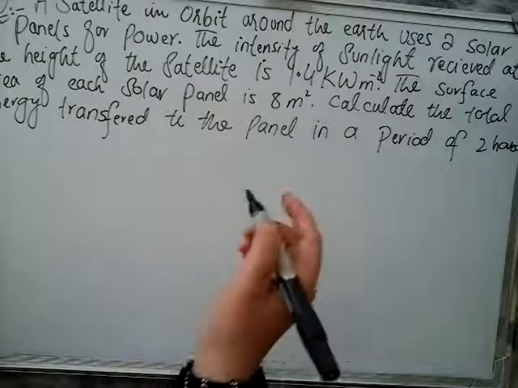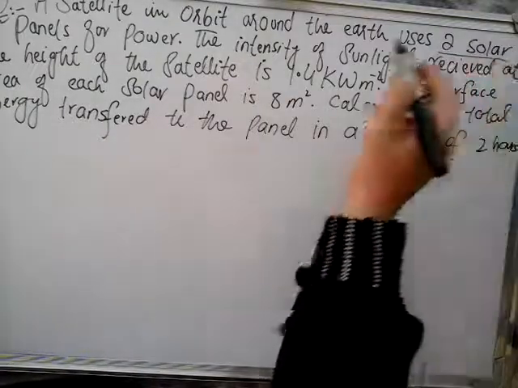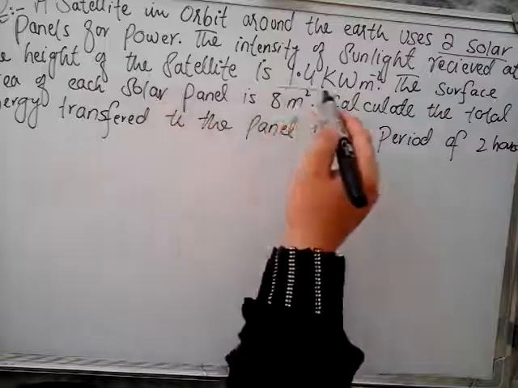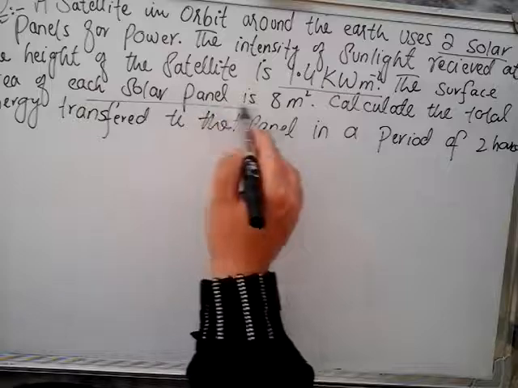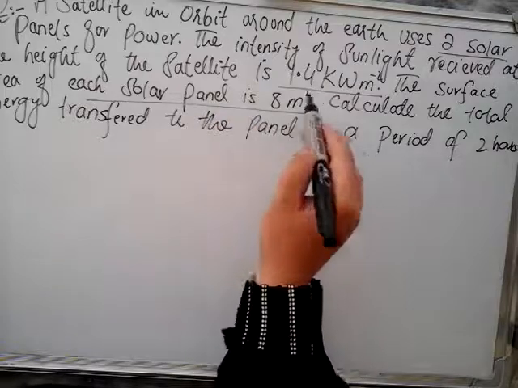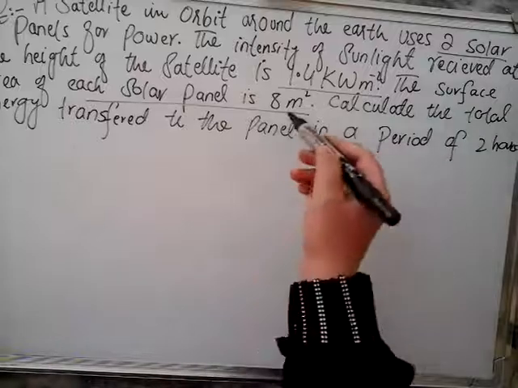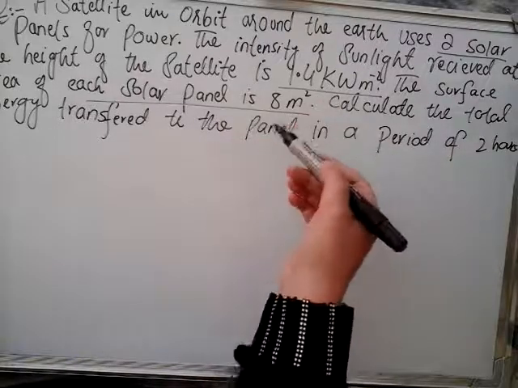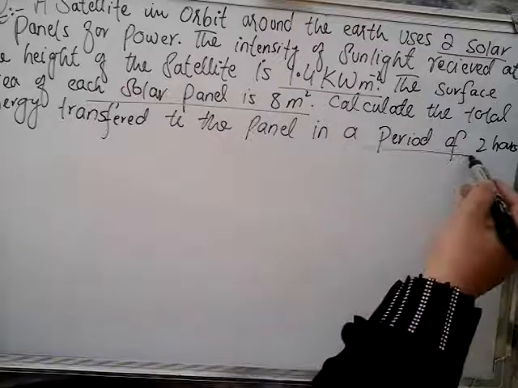A satellite is orbiting around the Earth using two solar panels. The intensity of sunlight received at the height of the satellite is 1.4 kilowatt per meter square. The area of each solar panel is 8 meter square. So there are two solar panels, each having an area of 8, so 8 multiplied by 2 becomes 16. Total area is 16. Calculate the total energy transferred to the panels in a period of 2 hours.